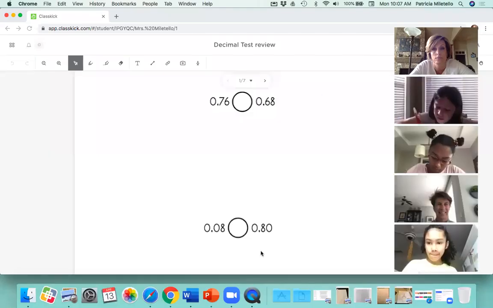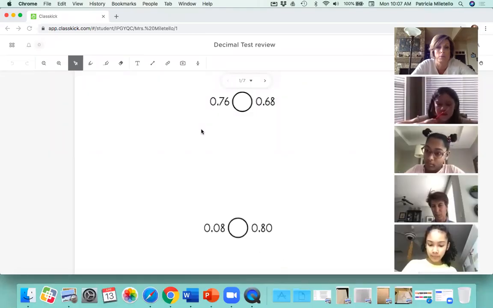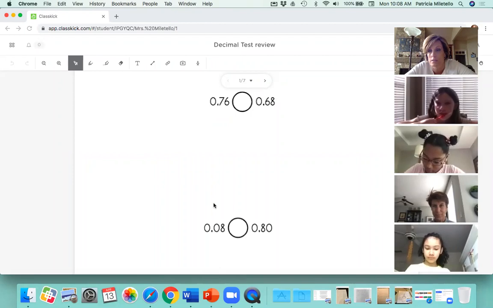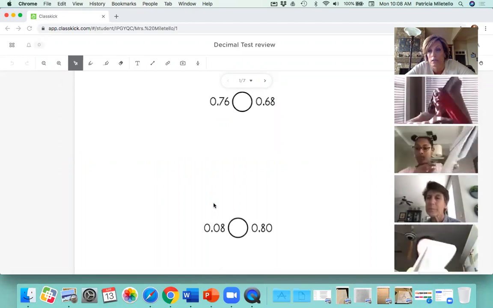Okay, all right, so we're writing a symbol here for which one is greater than, less than, or equal to. All right, we ready? Yeah. 3, 2, 1, show me.